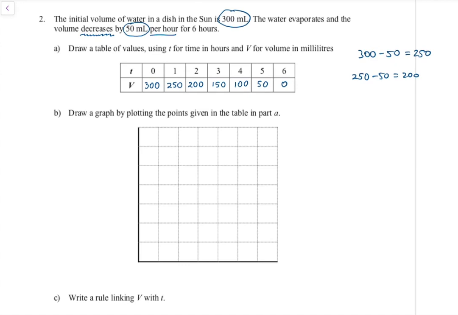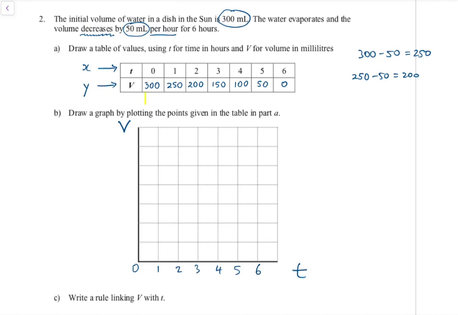So now we need to plot this. Remember, instead of an x-axis and instead of a y-axis, we now have t and v. So instead of the x-axis, we put a t. Instead of the y-axis, we put a v. The t-axis starts at 0 and it goes out 1, 2, 3, 4, 5 and 6 because we've got 6 hours in the sun.